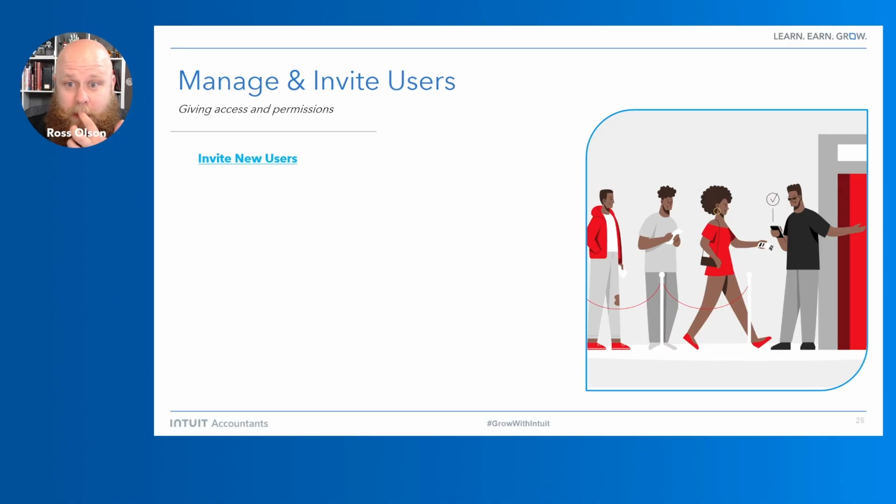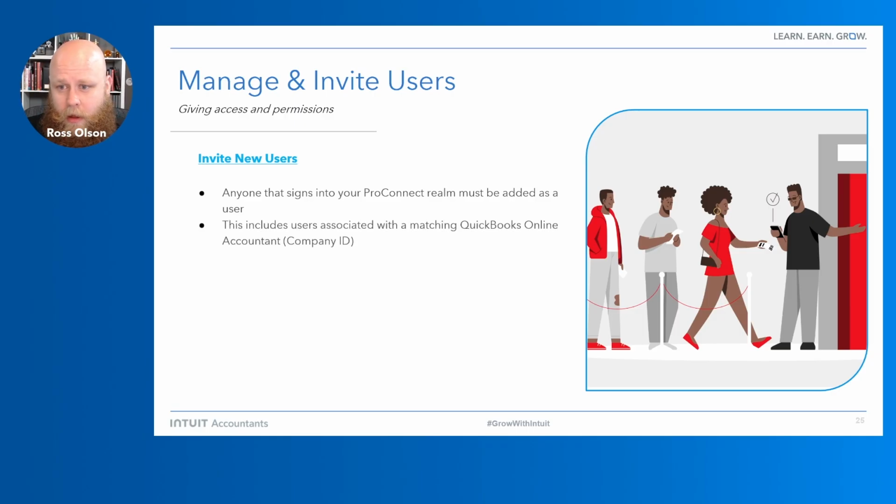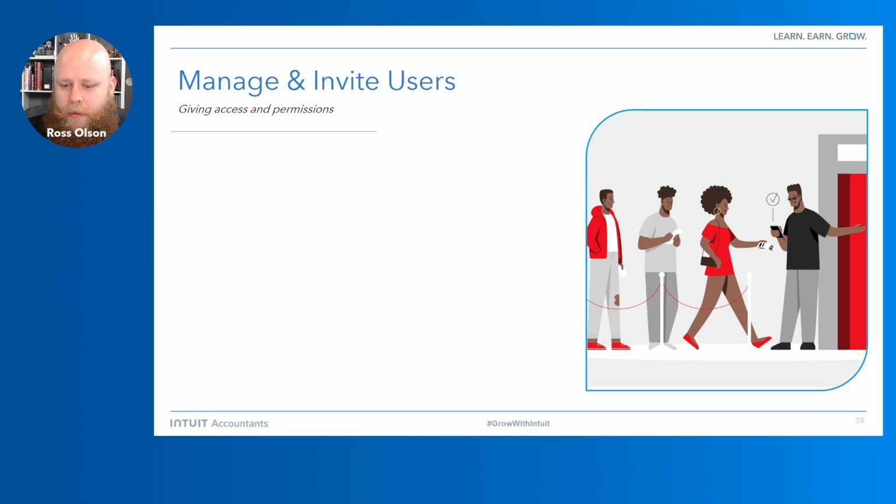As I've mentioned a few times now, anyone that signs into ProConnect will need to be added as a user. Anyone associated with QBOA, with that QuickBooks Online company ID, will be in there as well. They don't necessarily need to have permissions that enable full access to both, but you'll see those users listed kind of across the platform or across that realm.